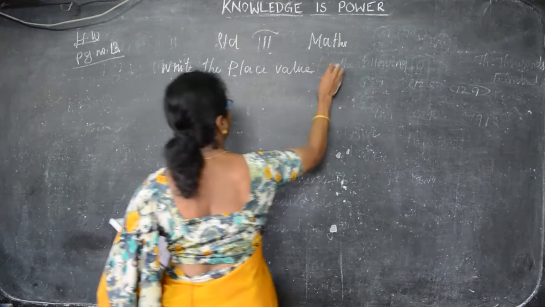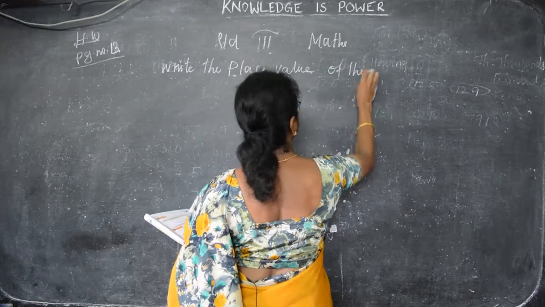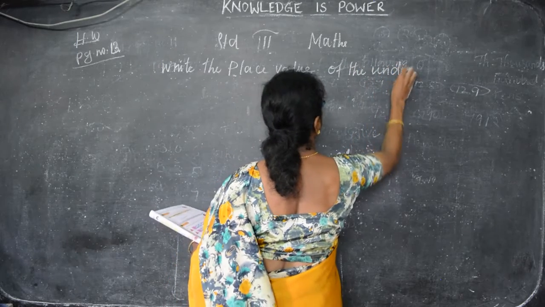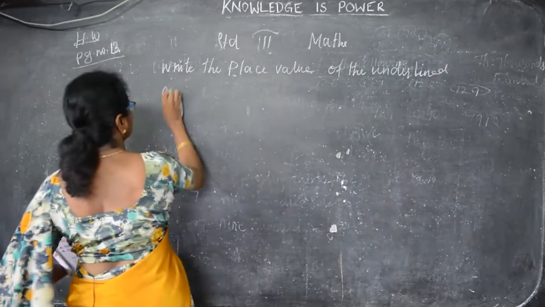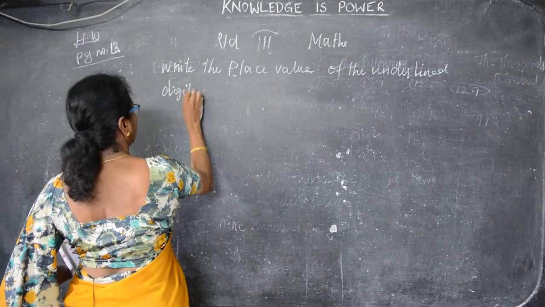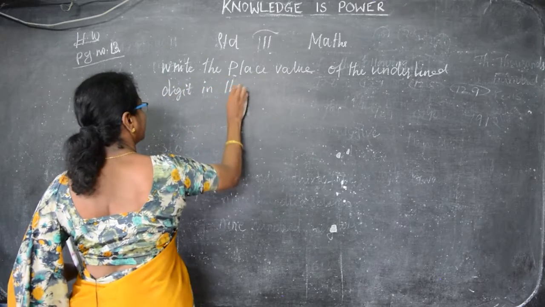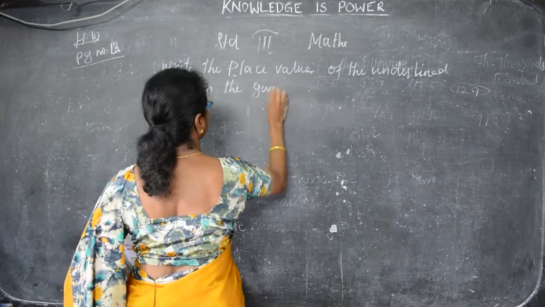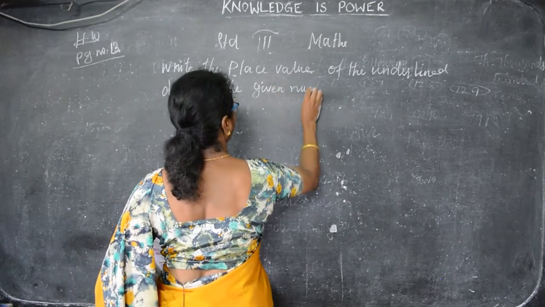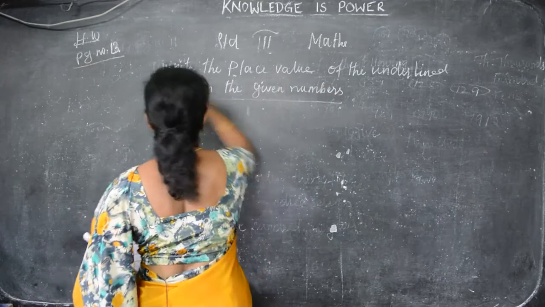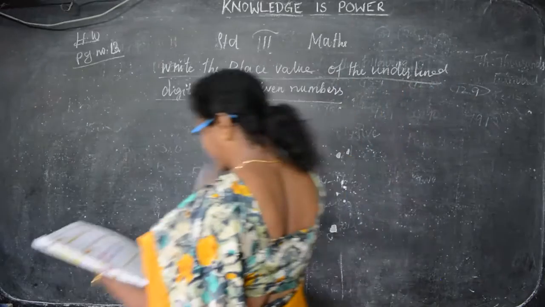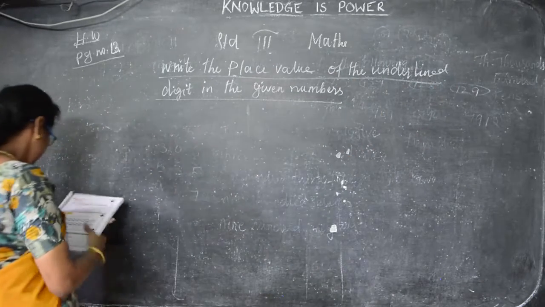Write the place value of the underlined digit. Underline digit in the given numbers. Okay, write the place value of the underlined digits in the given numbers.